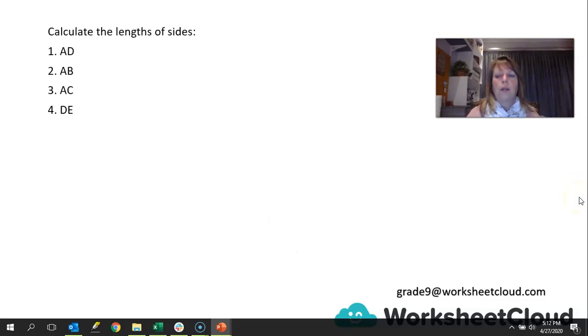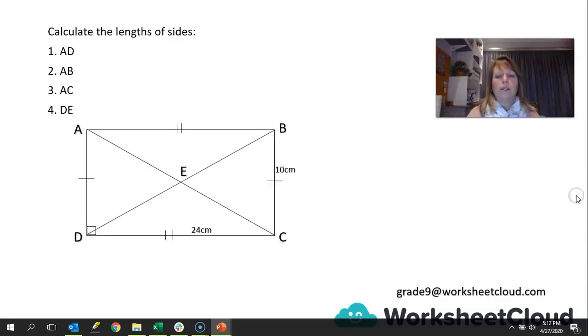Right, next one. We're now going to calculate the lengths of the sides. Let's see what this diagram looks like. Okay, not too bad. We have to calculate AD, right? That's not going to be too difficult because that one is 10 centimeters. It's opposite sides of a rectangle.